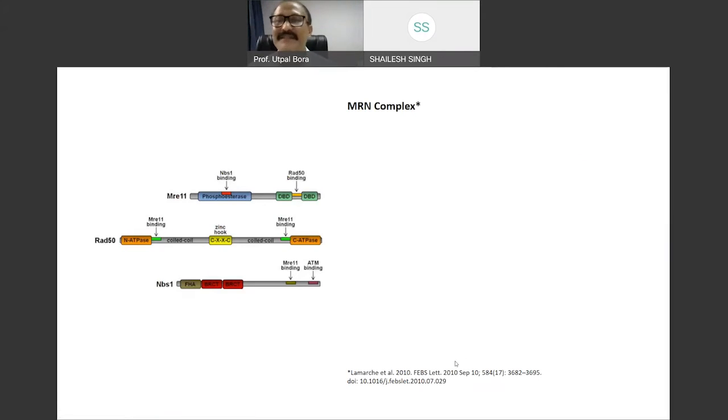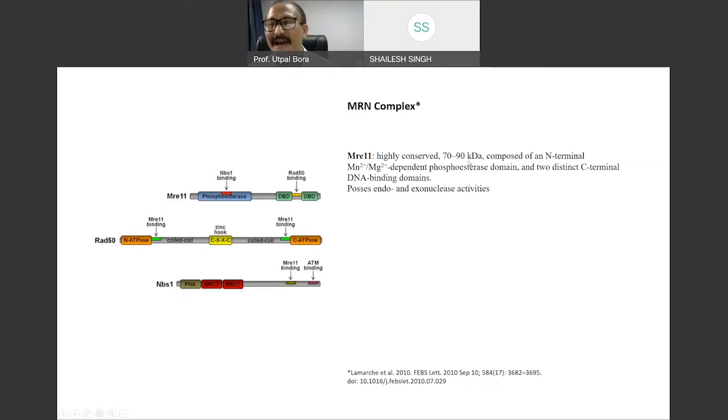Now let us move to another player. We have discussed BRCA2 and also RAD51. Now this complex is called MRN. As the name suggests, M comes from MRE11, R comes from RAD50, N comes from NBS1. These are various proteins with various domains, like MRE11, which has a phosphoesterase domain, and all of them are highly conserved proteins.